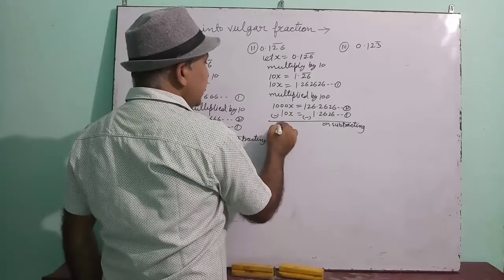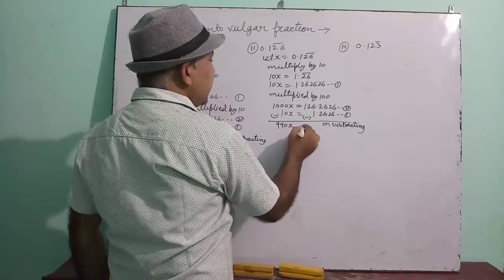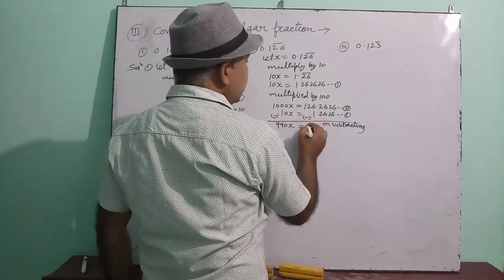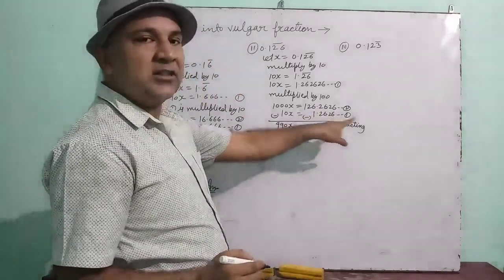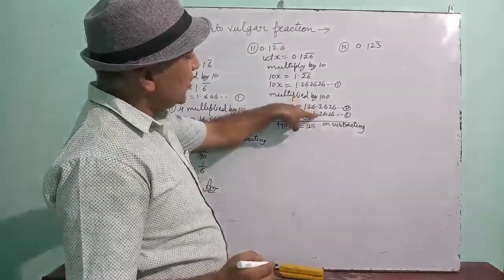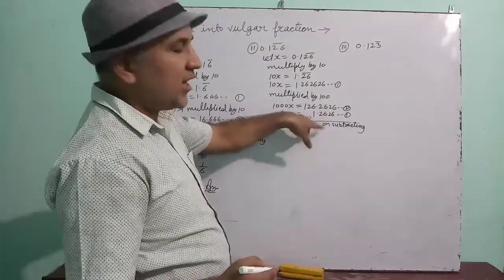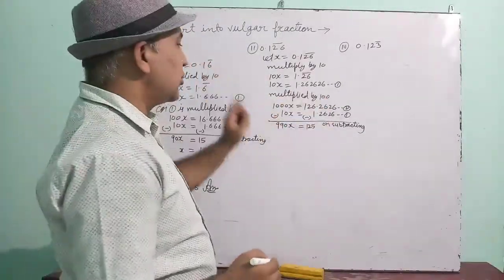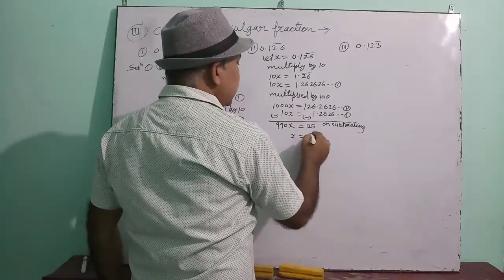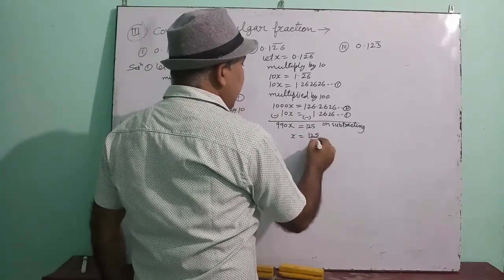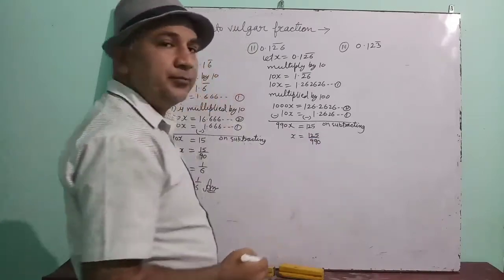1000 minus 10 is 990x. 126 minus 1 is 125. After the decimal, all the terms will be 0. See, 2 minus 2, 0. 6 minus 6, 0. 2 minus 2, 0. 6 minus 6, 0. So no need of writing the decimal. x is equal to 125 upon 990.